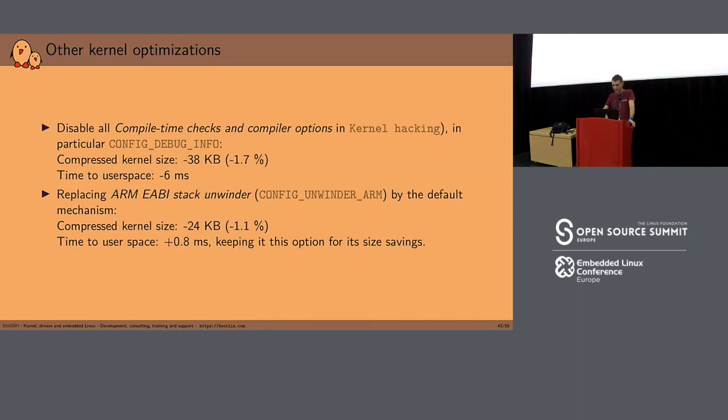Removing all the compile time checks, all the compiler options in kernel hacking, will save about 40 kilobytes, especially CONFIG_DEBUG_INFO, which I expected to be bigger. Also, changing the ARM unwinder technique for nicer stack traces, replacing the EABI stack unwinder by the default one, saves 24 kilobytes of space. So I'll try with the firmware and see how they interact. There's a little bit of increase in boot time, but it's almost negligible. So I kept the default unwinder, I mean, the original unwinder for ARM.